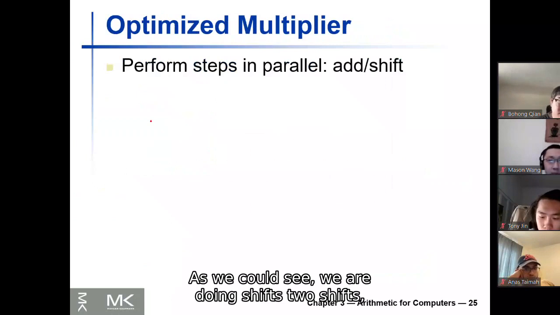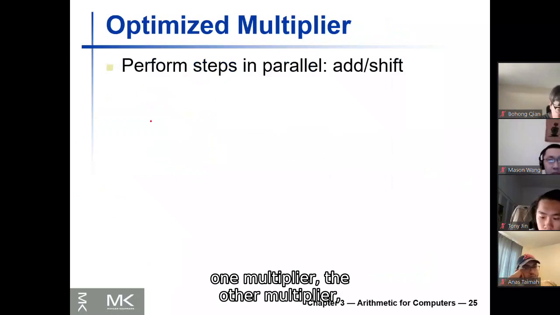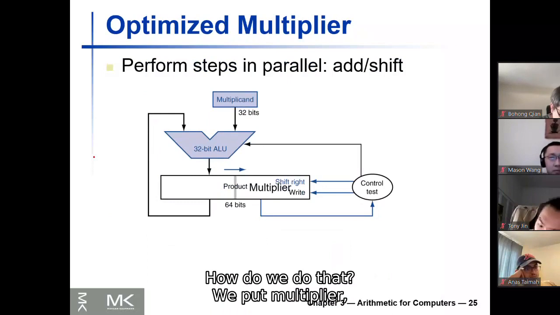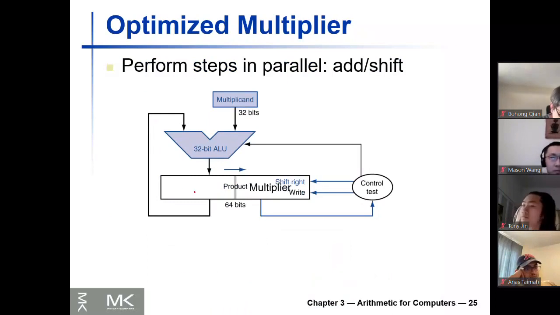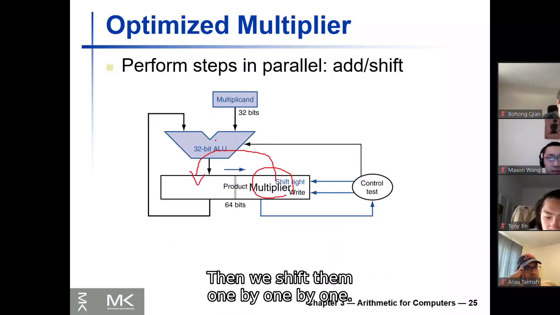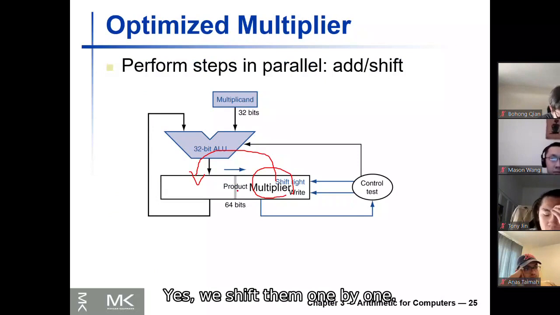As you could see, we are doing 2 shifts. One for multiplier, the other for multiplicand. We may put them together to make it faster. How do we do that? We put multiplier at the left half of the product first, and then we shift them one by one.